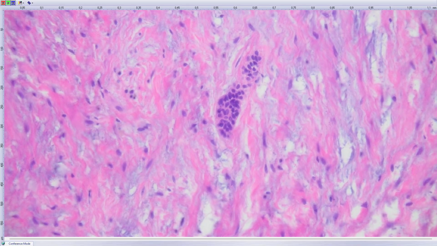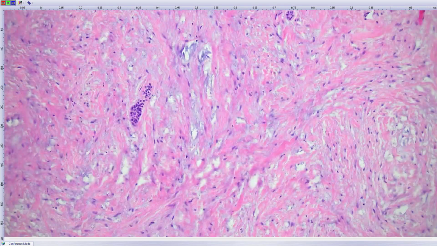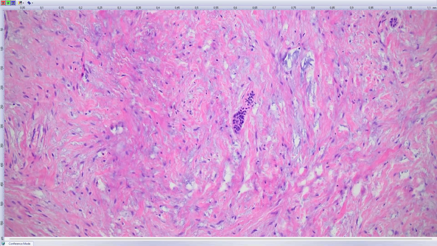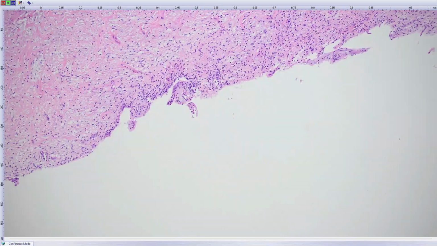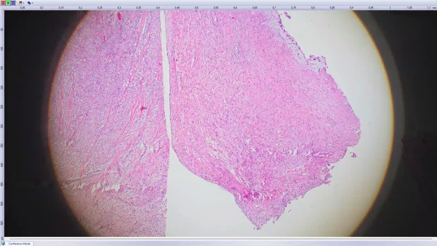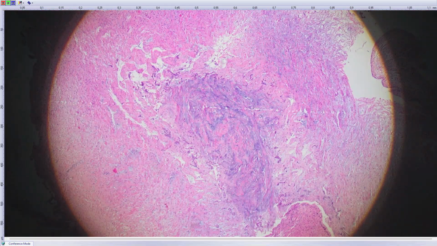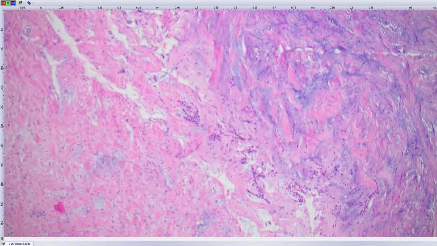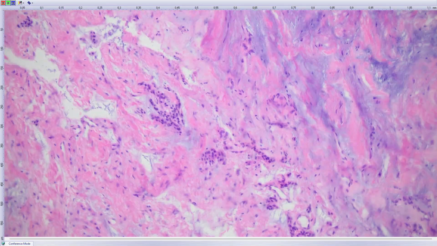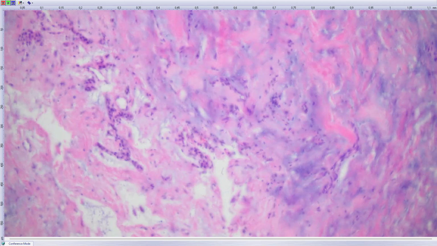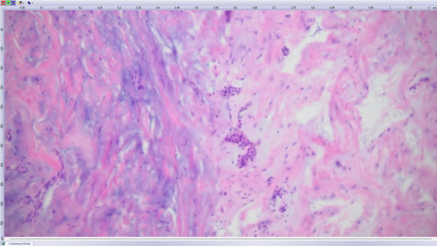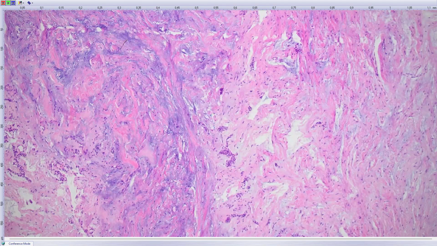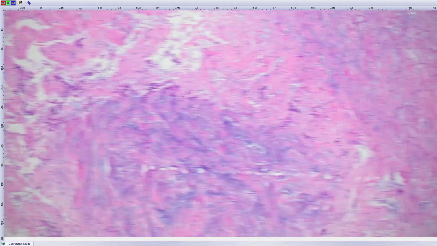If you would stain cytokeratins, this would stain positive. This is thought to be remnants of odontogenic epithelium. And I believe this fits, here is more of it. This fits for odontogenic myxoma. It's a relatively common benign odontogenic tumor of the jaws, the mandible and maxilla.